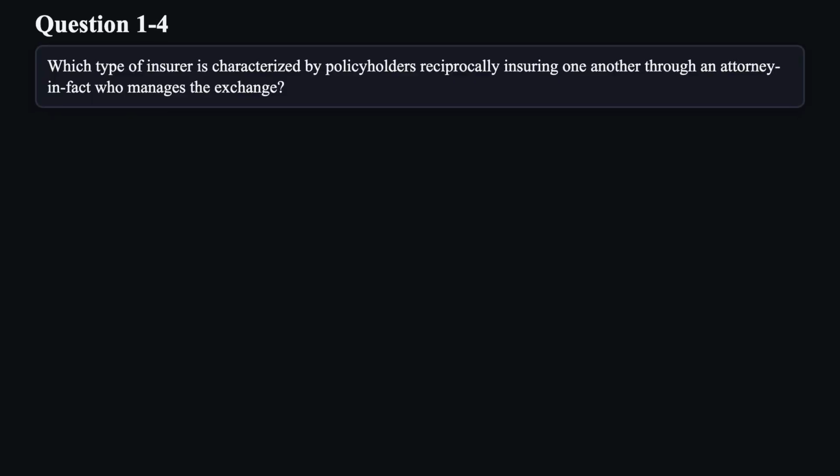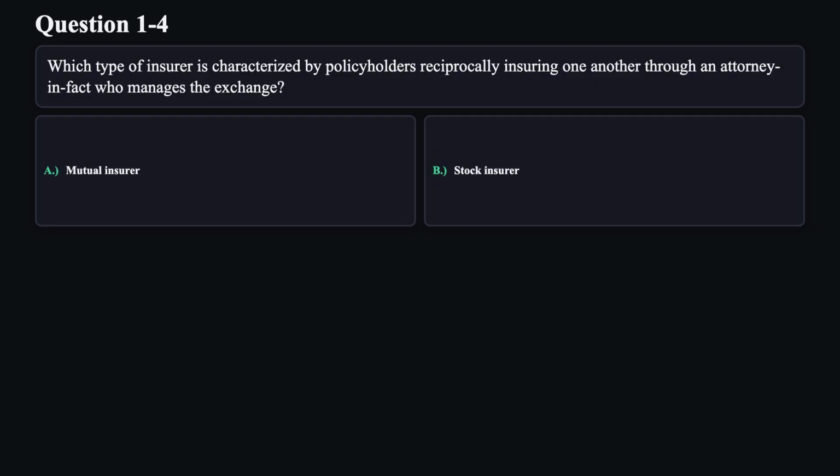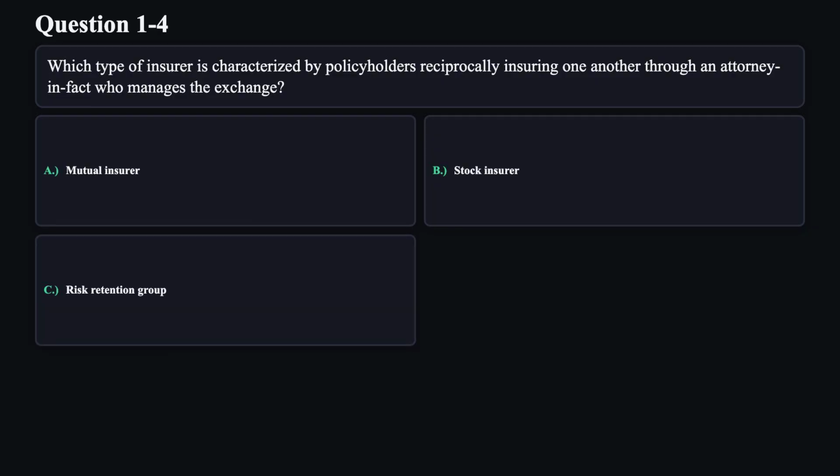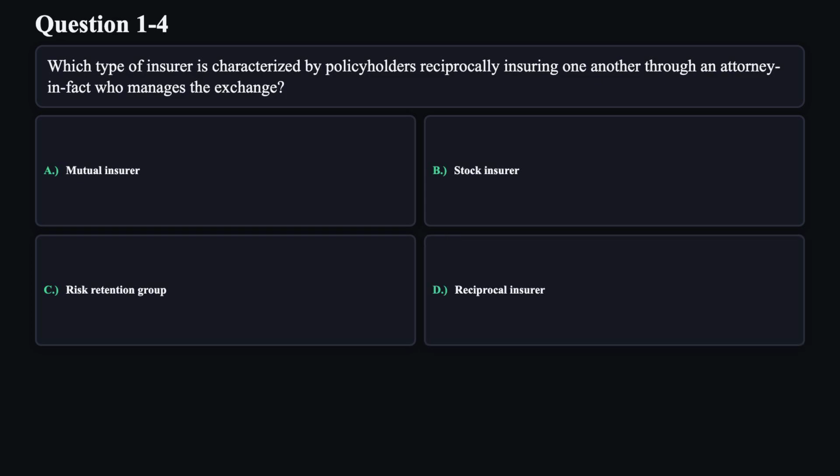Question 4. Which type of insurer is characterized by policyholders reciprocally insuring one another through an attorney-in-fact who manages the exchange? A. Mutual insurer. B. Stock insurer. C. Risk retention group. D. Reciprocal insurer.